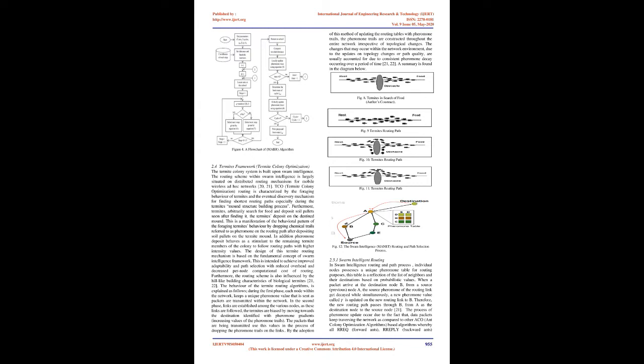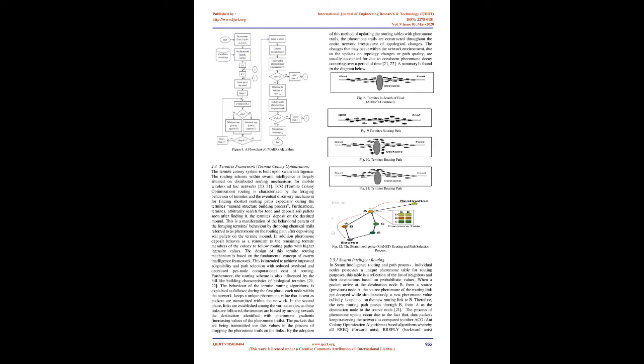with higher intensity values. The design of this termite routing mechanism is based on the fundamental concept of the swarm intelligence framework. This is intended to achieve improved adaptability and path selection with reduced overhead and decreased per node computational cost of routing. Furthermore, the routing scheme is also influenced by the hill-like building characteristics of biological termites. 21, 22. The behavior of the termite routing algorithms is explained as follows.